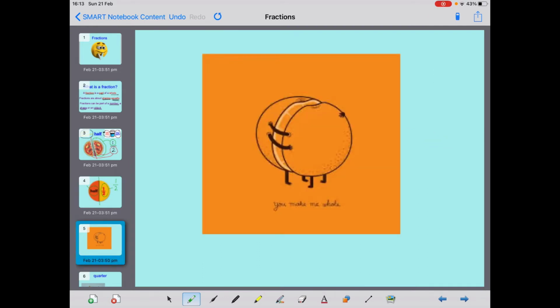And I found this lovely picture, and we can use this to help us remember about halving. You've got 2 halves and they're giving each other a cuddle, and it says underneath here, "You make me whole." So halving is splitting an object or a whole into 2, and then if you join them back together, they make the whole.